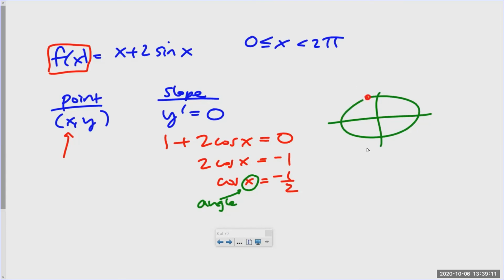So close. What's this one right here? Yeah, this one's 2 pi over 3. Do you remember this one? This one's harder to remember. It's 4 pi over 3. Do you remember that?